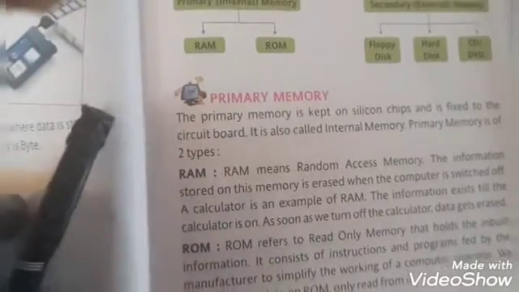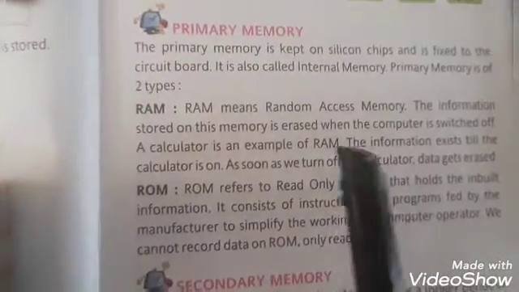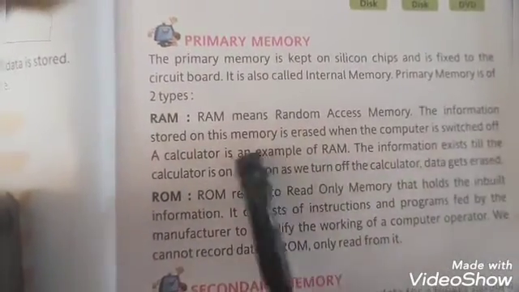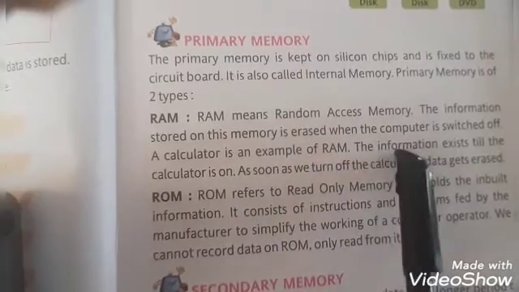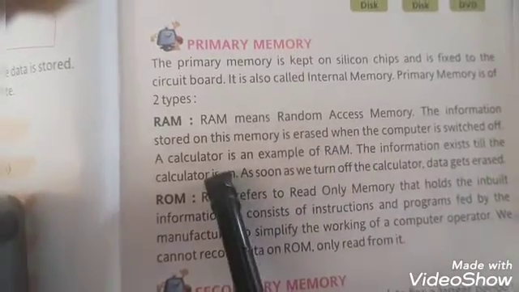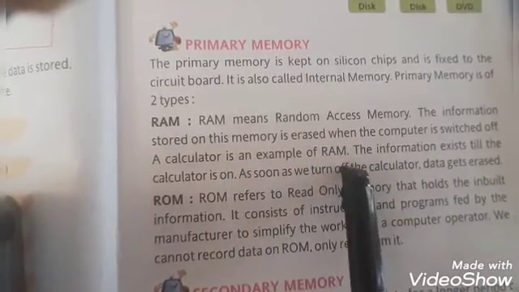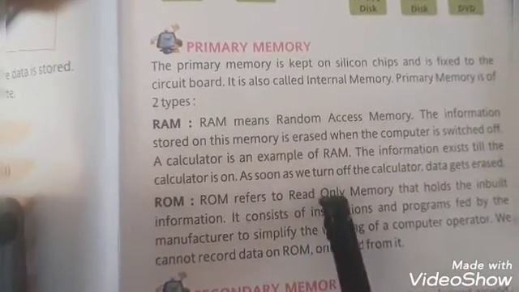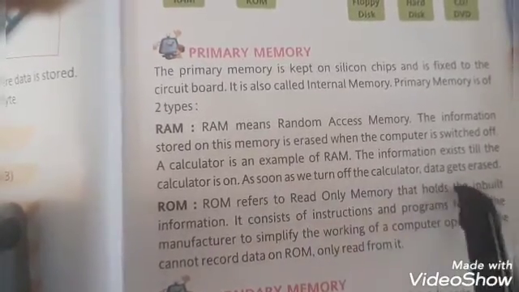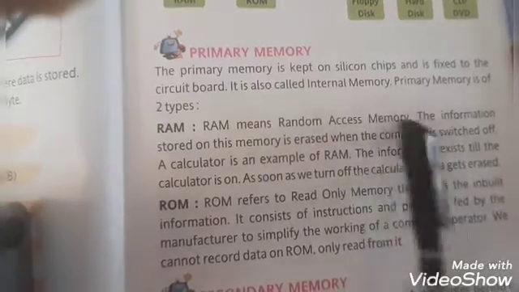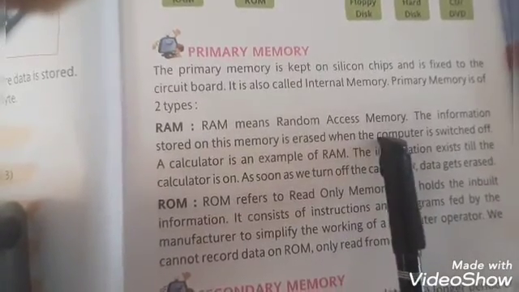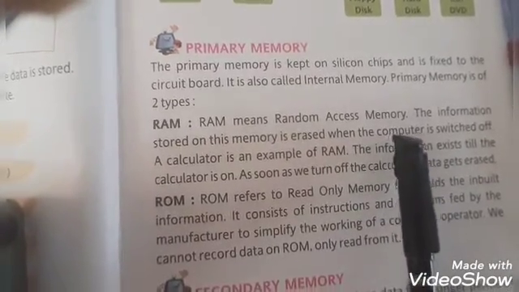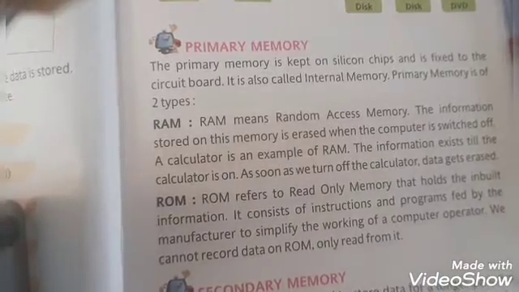First is RAM, that is random access memory. The information stored on this memory is erased when the computer is switched off. A calculator is an example of RAM. The information exists till the calculator is on. As soon as we turn off the calculator, data gets erased. So RAM is the memory which is functional only when we are working on the computer at a particular time.